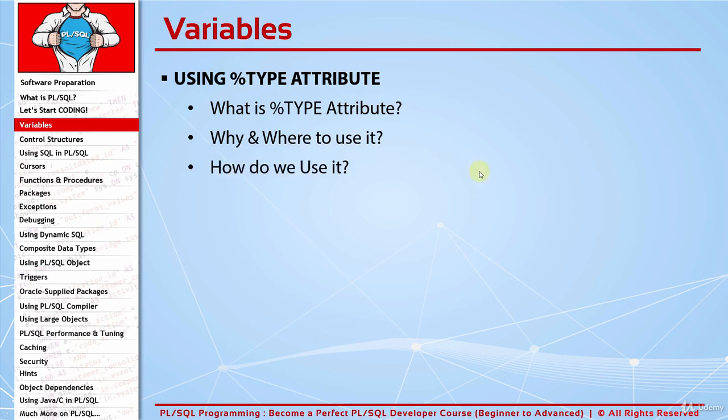So how do we use it? We write the variable name, then the table.column name and %TYPE. Or if you want to synchronize with a variable, we simply write another variable's name and the %TYPE keyword. So let's make an example for that and see how it works. Let's open up SQL Developer.